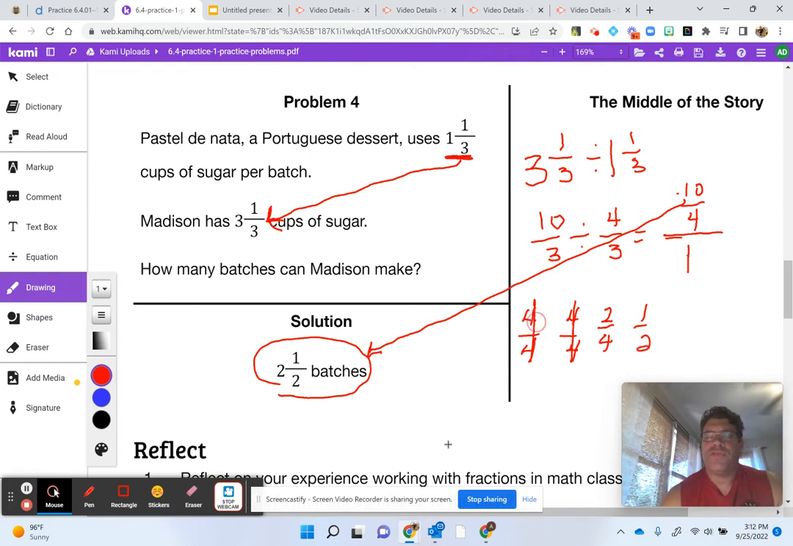Again, why is 4/4 important? Because 4 divided by 4 is worth the number 1. They're not going away. They're converting into a number 1. So I have 1, 2, and this turned into a half. 2.5 batches is what we can make. Much more meaningful than saying 10/4 batches. I can make 2 full batches and a half of a batch if I start with 3 1/3 cup of sugar and the recipe takes 1 1/3.